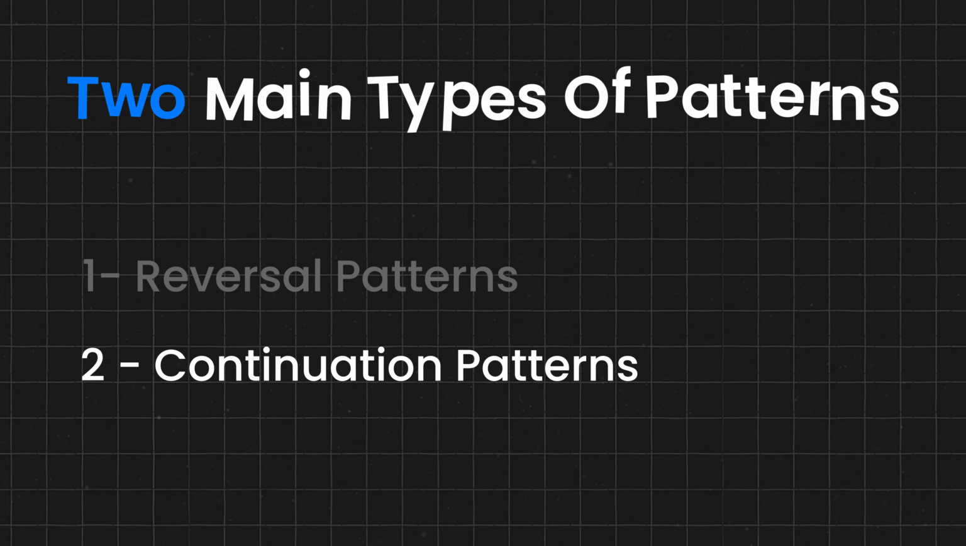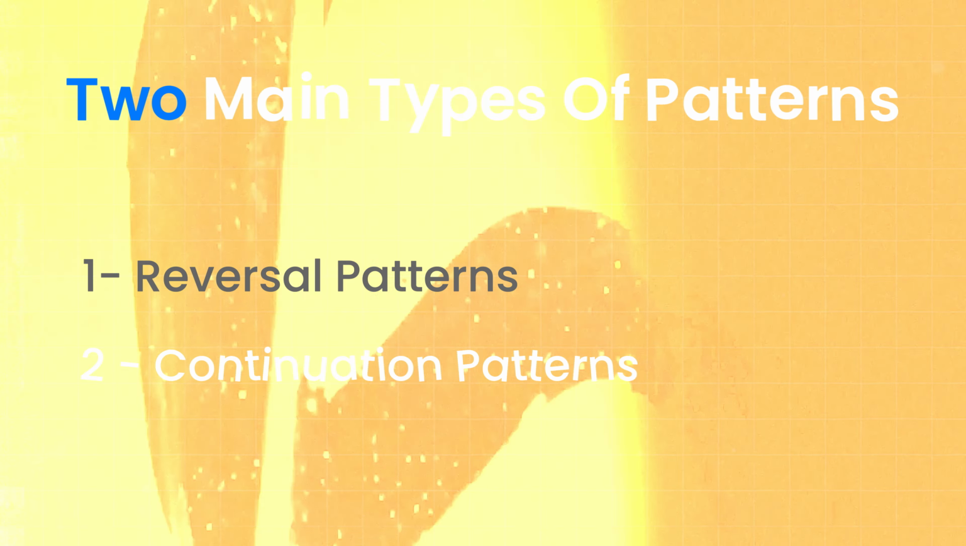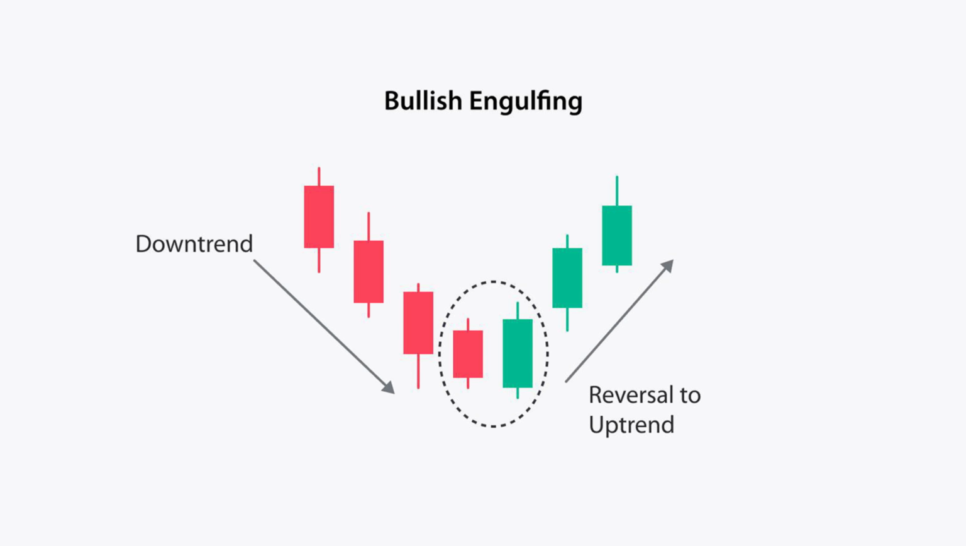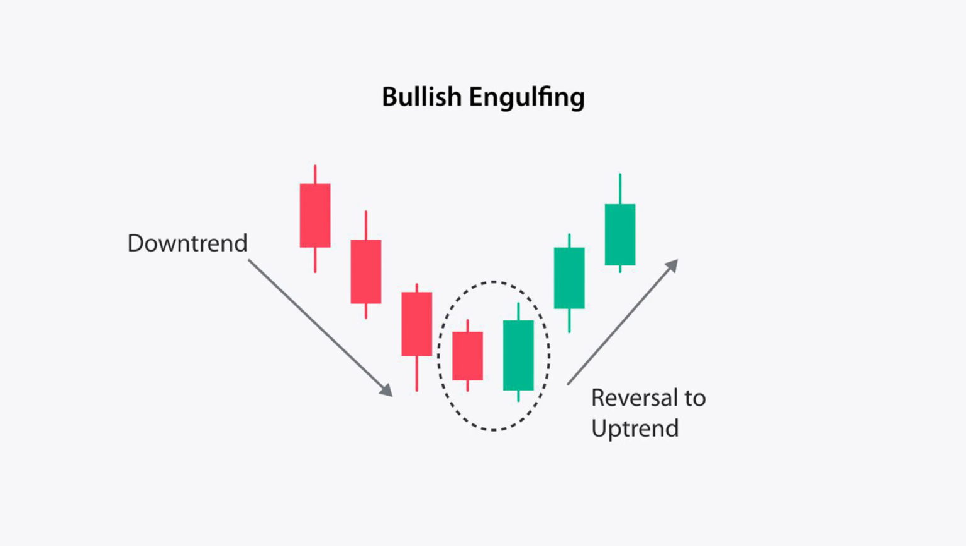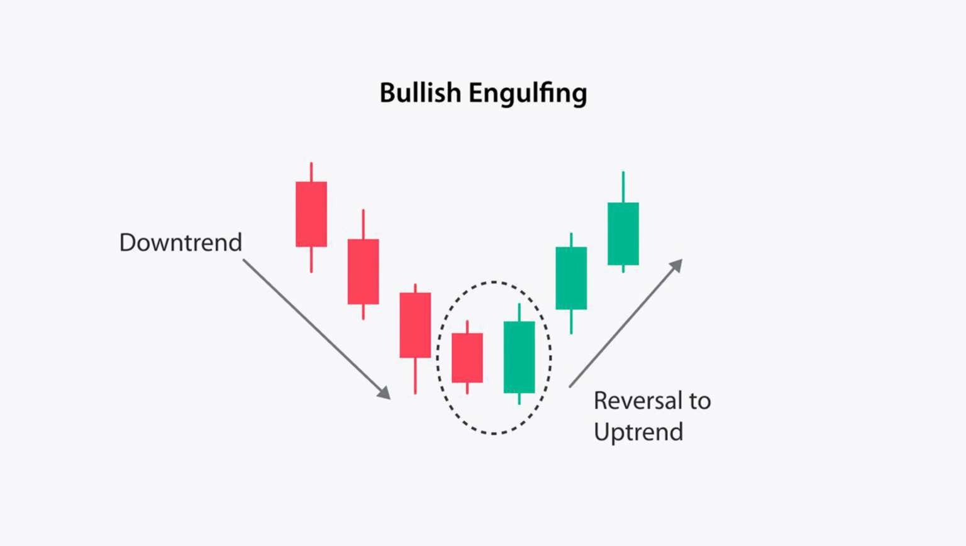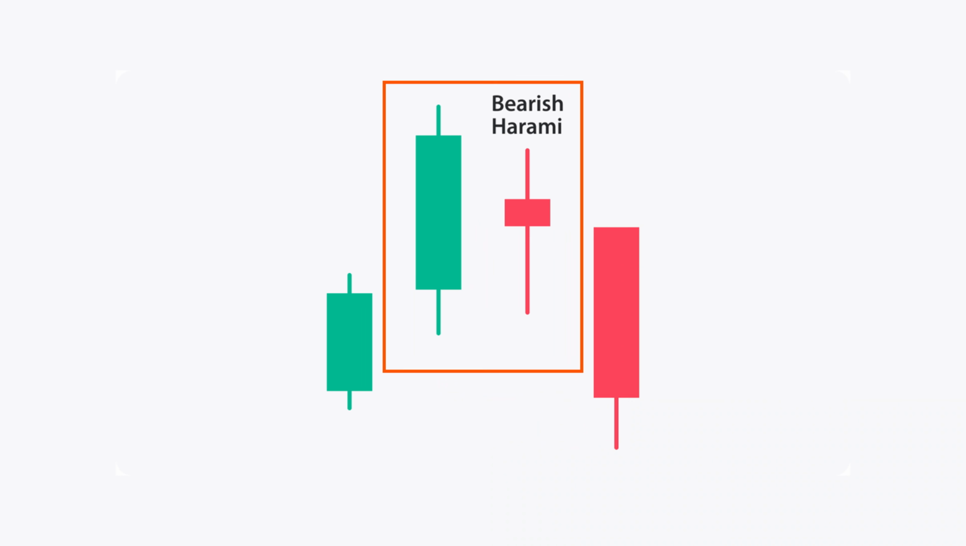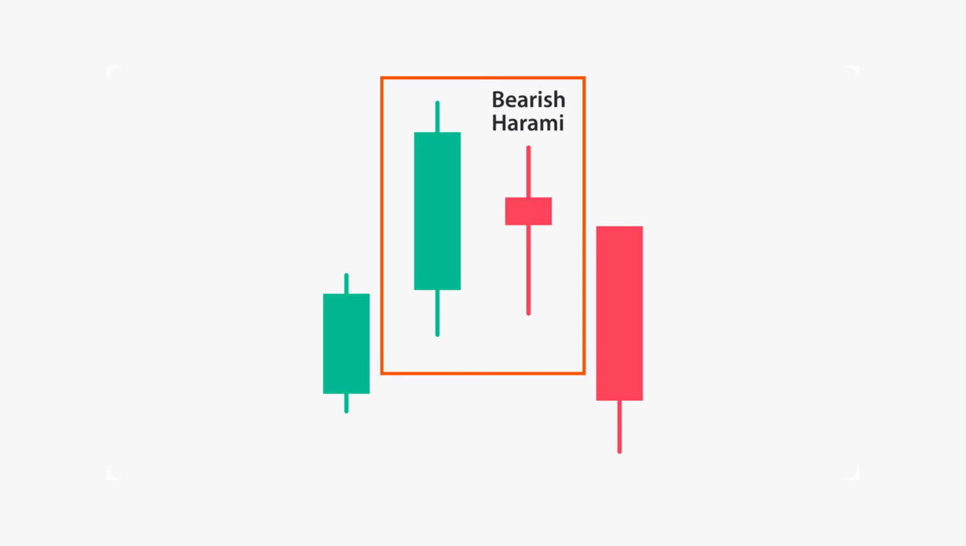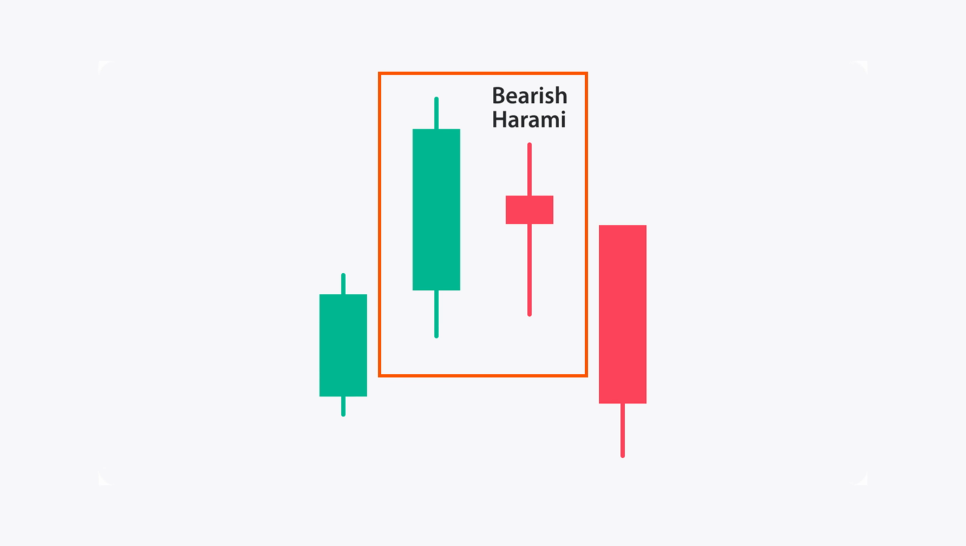Continuation patterns suggest the trend will keep going. For instance, bullish engulfing, a larger green candle engulfs a smaller red candle, signaling a continued upward trend. Bearish Harami, a small red candle within the body of a larger green one, hinting at a continued downtrend.